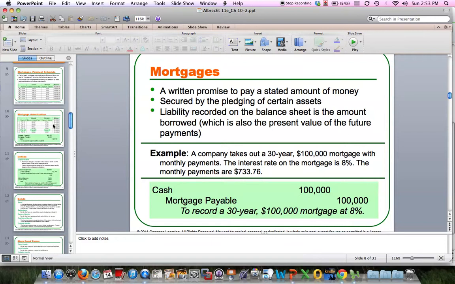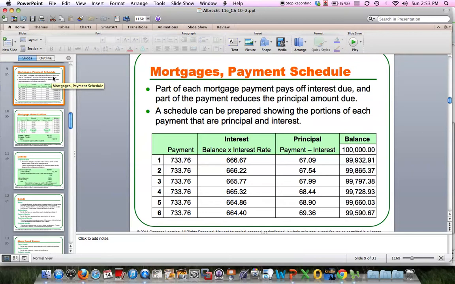With each payment, there's both an interest component and a principal component. Part of each mortgage payment pays off interest due, and part of the payment reduces principal on what's due. A schedule can be prepared showing the portions of each payment that are principal and interest, and that's exactly what they're showing us on page 459. Of course, you can calculate the payment by using a financial calculator, and you can then figure out from that payment how much goes to principal and how much goes to interest.